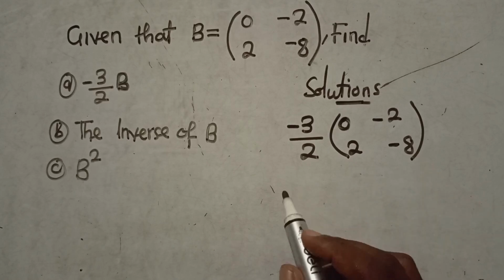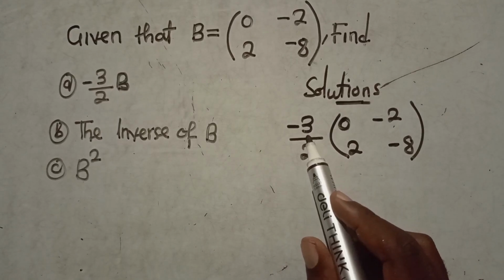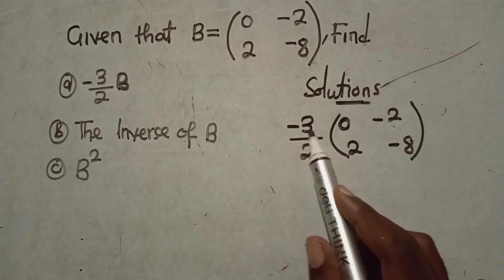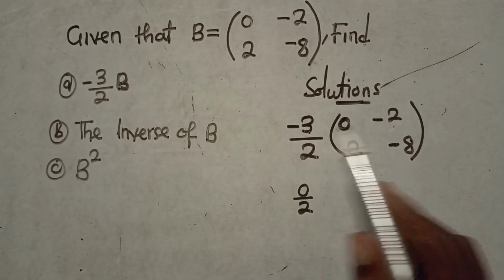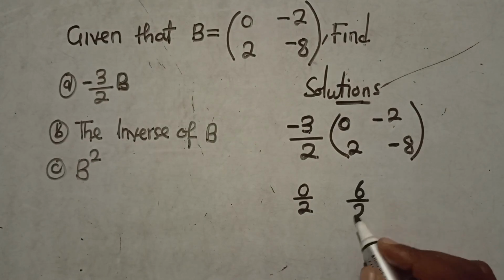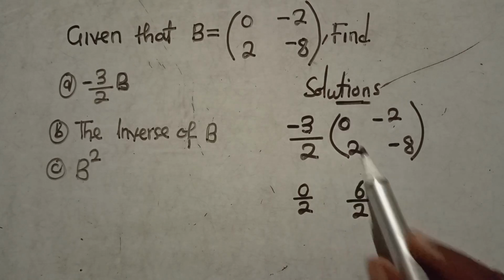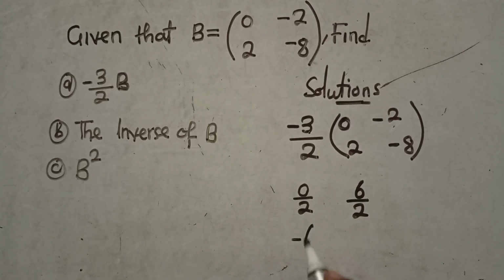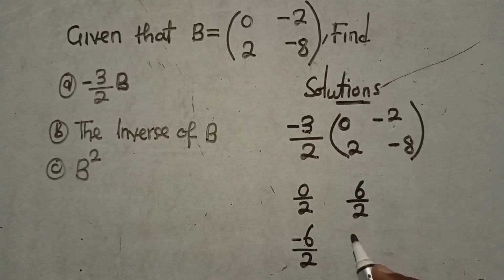So what are we going to do? So we say that is a negative. You know that it is the numerator that gets multiplied. Negative 3 times 0, that is 0 over 2. Negative 3 times negative 2, that is positive 6 over 2. The denominator will just be following. Negative 3 times 2, that is negative 6 over 2. Negative 3 times negative 8, that is 24 over 2.